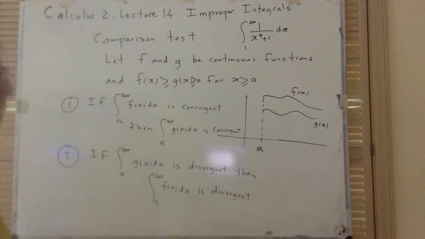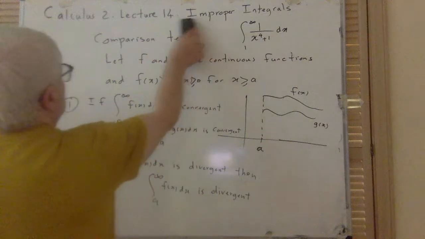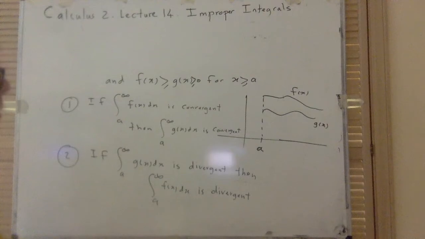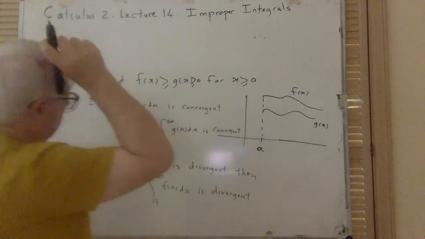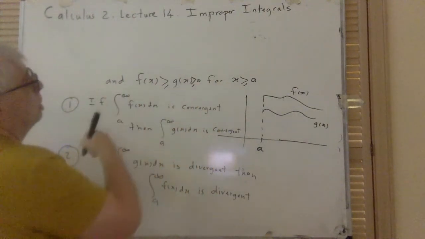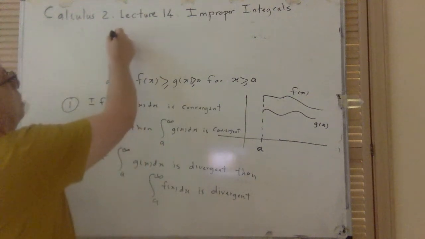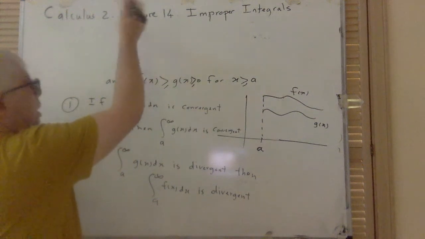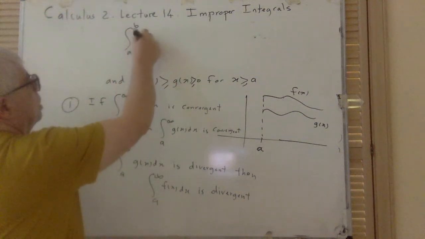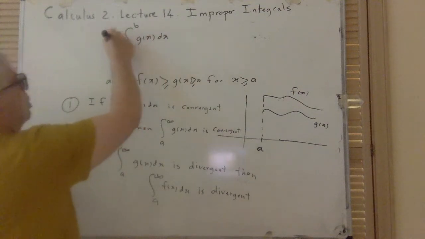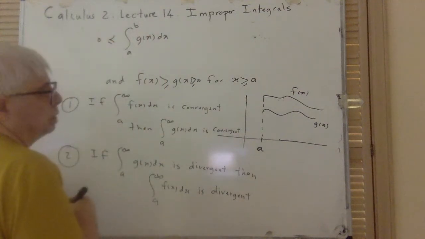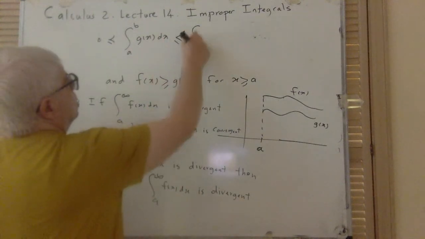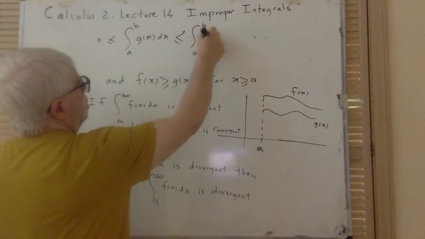Okay. Now how? Let me erase this and show you the right way. We have this situation here, that f(x) is bigger than g(x), and they are both bigger than 0. So the integral from a to, say, any b of this thing, first of all, it is bigger than or equal to 0 because the integrand is bigger than or equal to 0. This is always less than or equal to this thing.